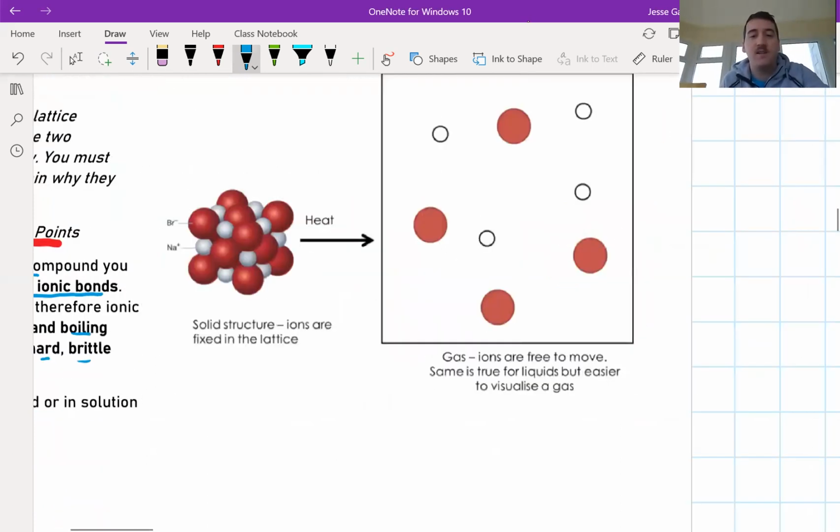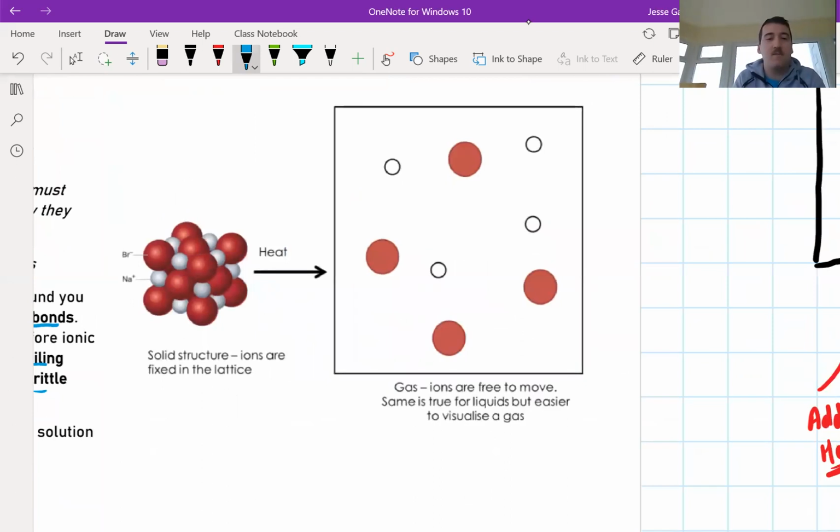Again, looking at this diagram one last time, here is an ionic crystal lattice of sodium bromide, a 1 to 1 crystal, so 1 bromide ion for every 1 sodium ion. In a solid structure, the ions are fixed in the lattice. They cannot move. They are stuck in place. But if we provide enough heat, we can turn them into a liquid and then to a gas if we keep applying enough heat.